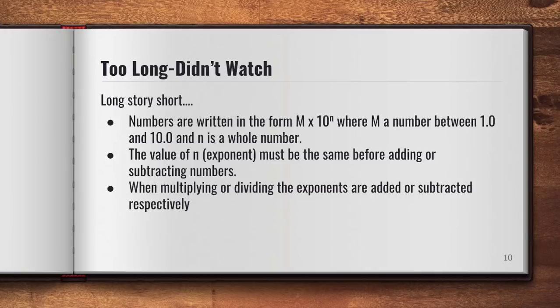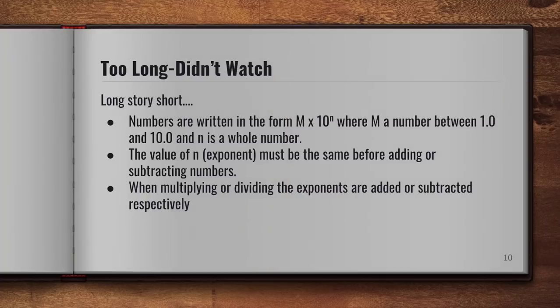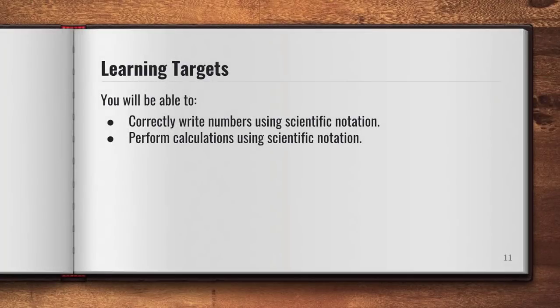So long story short, when we talk about scientific notation, the numbers are written in the form of m times 10 to the power of n, where m is a number between 1 and 10 and n is a whole number. The value of n must be the same before adding or subtracting numbers, and when multiplying or dividing, the exponents are added or subtracted respectively. Just make sure you remember those key rules and you'll have no problem with any form of scientific notation in this class. So hopefully now you have a better understanding of how to correctly write numbers using scientific notation and to be able to perform those calculations.